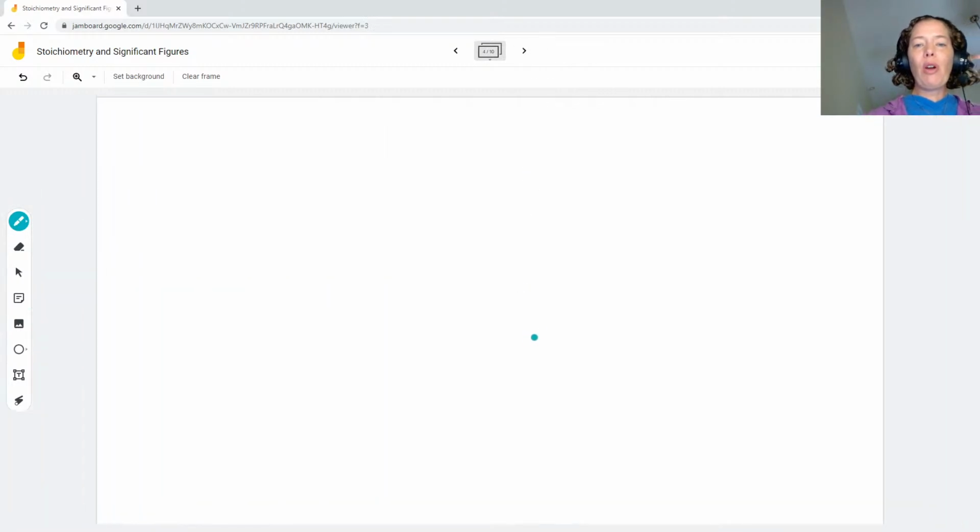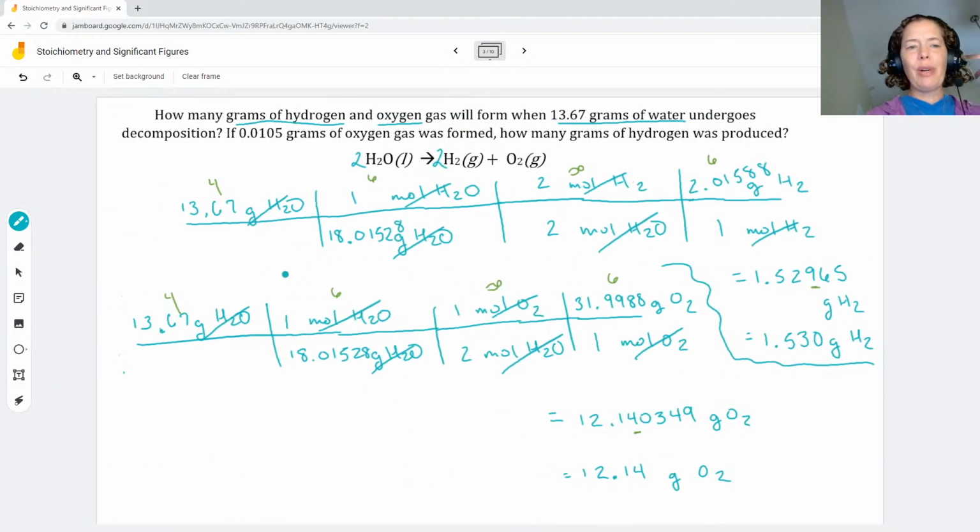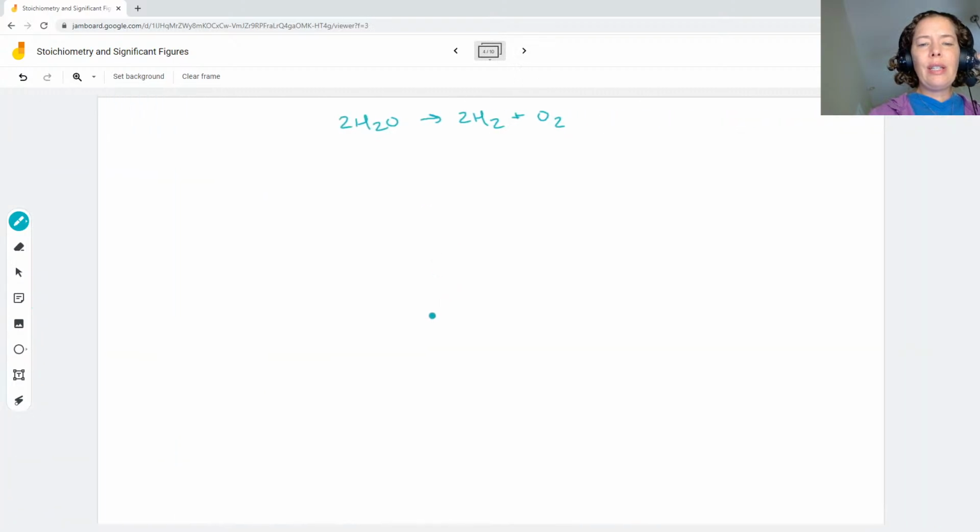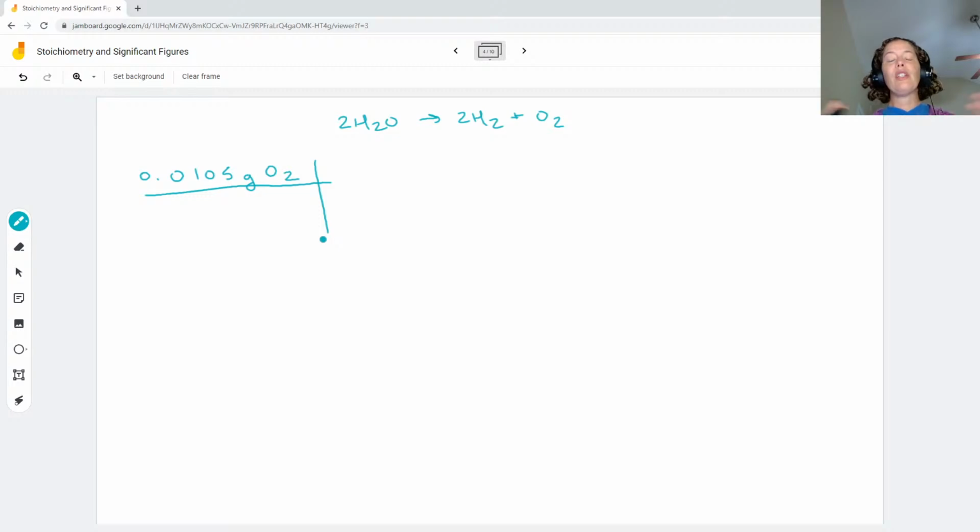So let's come over here, and I am just going to rewrite my balanced chemical equation. I am going to leave off states here just because I want to write it quickly. And let's also get my number I started with, 0.0105, and that is grams of oxygen. Okay. And again, we're using this to predict the other product. We're using it to predict grams of hydrogen.